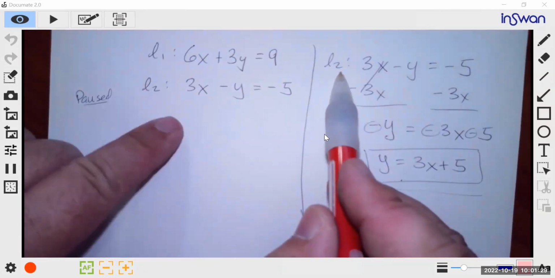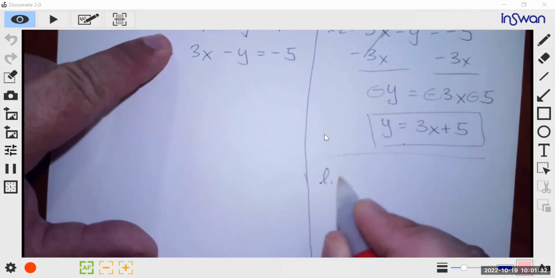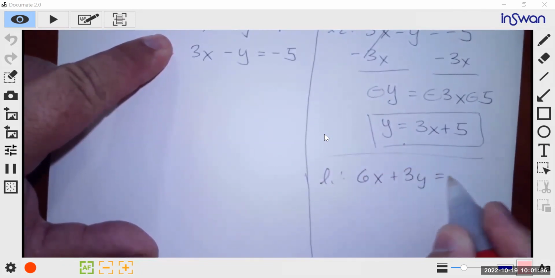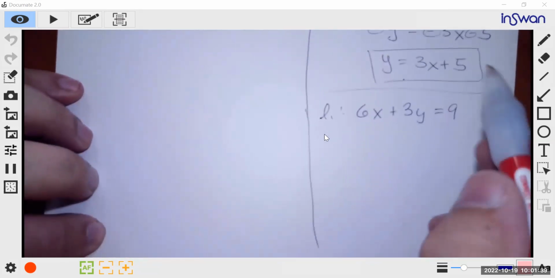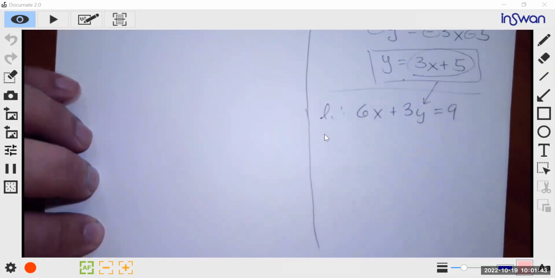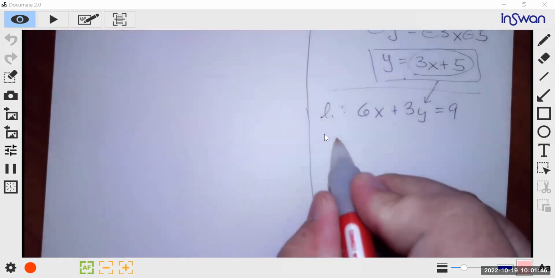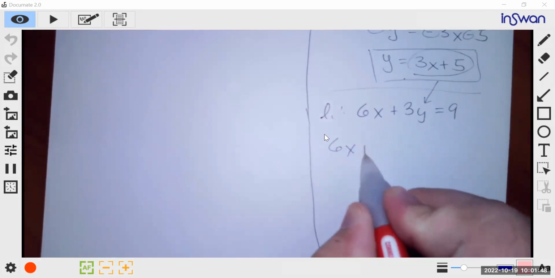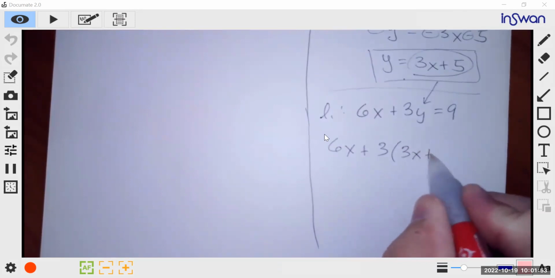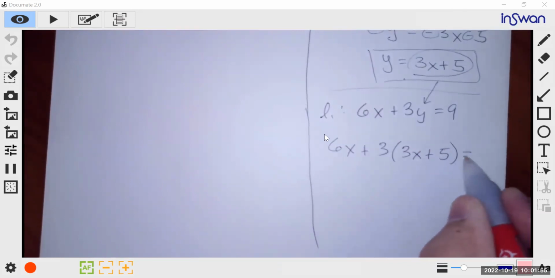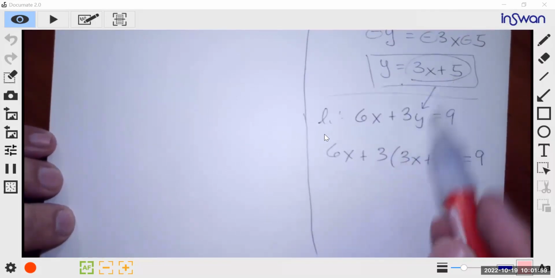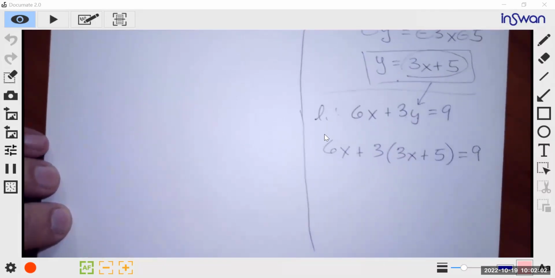Yeah, since we used line 2 here, we now have to look at line 1. 6x plus 3y equals 9. Now, anywhere I see a y, I put 3x plus 5 in there. So 3 times 3x plus 5, because we know y equals 3x plus 5. Anywhere I see a y, put 3x plus 5.